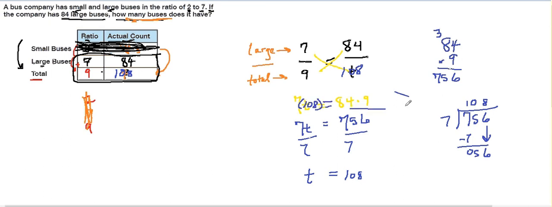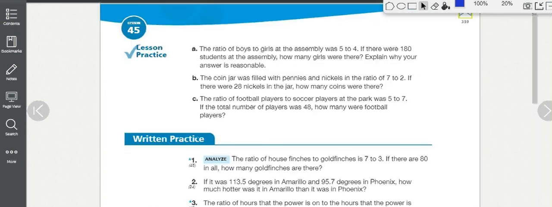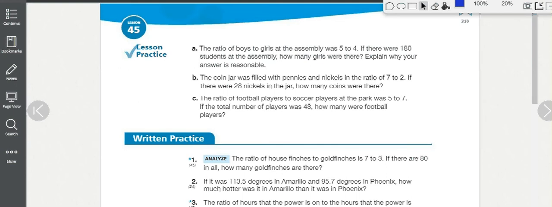That equals this. 108 is how many buses they have if there's 84 and that ratio stays constant. So you've got an answer. Let's see how we did. Looks great. All right. So for showing you understand what we just did, pick 2 of the lesson practice, please.